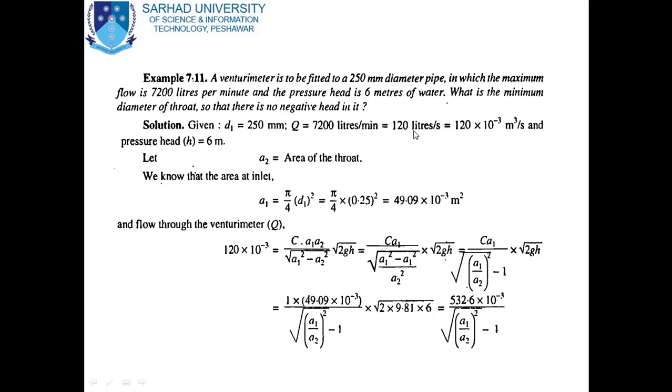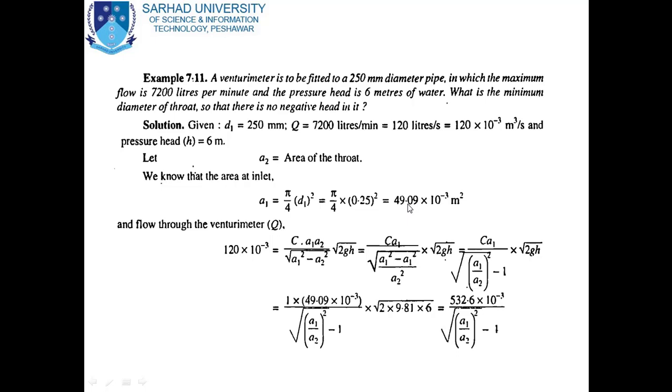Now convert this into cubic meter per second. So divide 120 by 1000. You will get discharge in cubic meter per second, that is equal to 120 into 10 to the power minus 3 cubic meter per second. And pressure head is already given, which is equal to 6 meter. Now let A2 be the area of the throat. We know that the area at the inlet A1 is equal to pi by 4 D1 square. So put the value of D1, which is equal to 0.25, as 250 mm is equal to 0.25 meter. So you will get A1 is equal to 49.09 into 10 to the power minus 3 square meter.